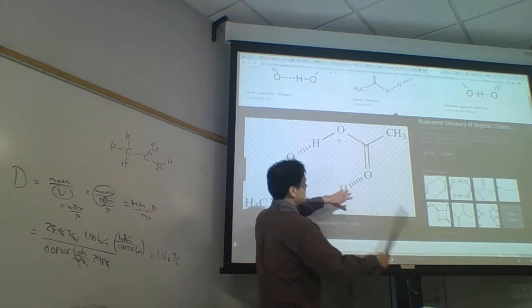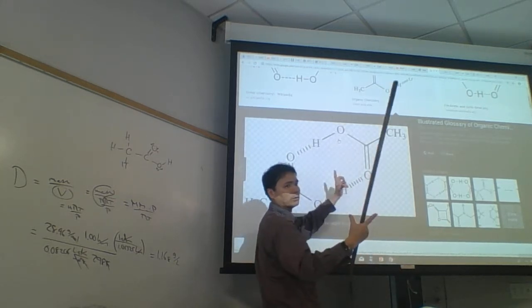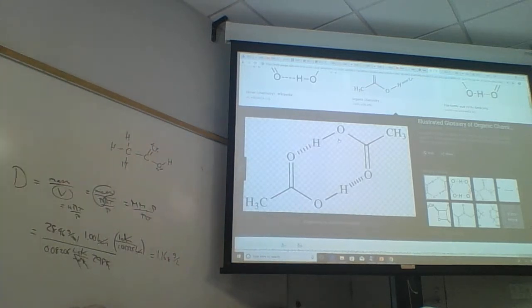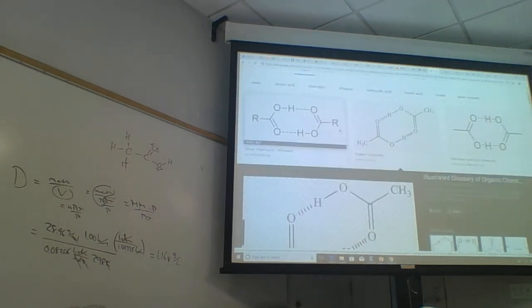And until a collision comes, it can break them apart. Otherwise, they'd like to go around in pairs. But it all depends on the temperature too. The higher the temperature, the more kinetic energy, and the less this dimerization is going to happen.